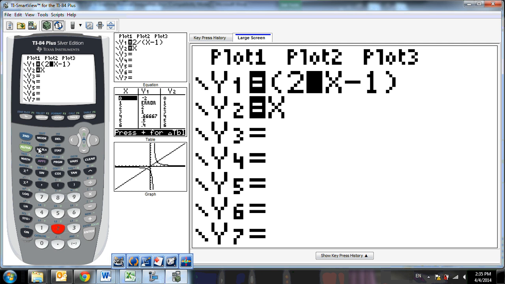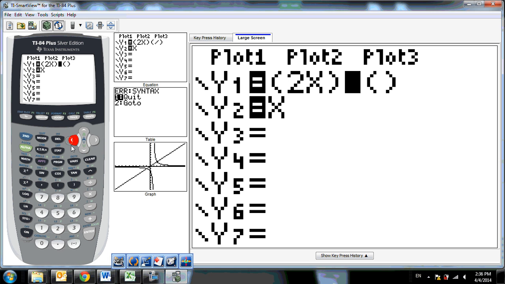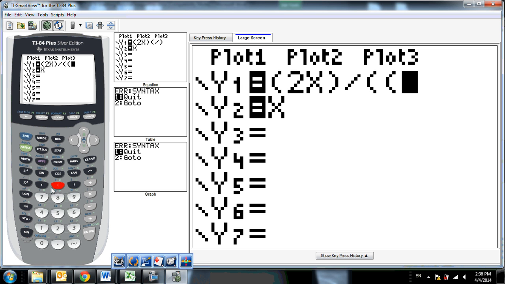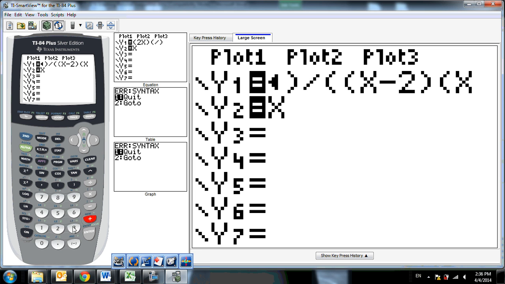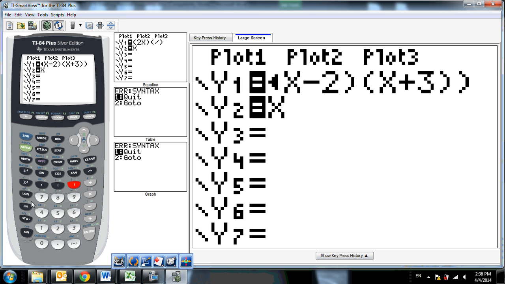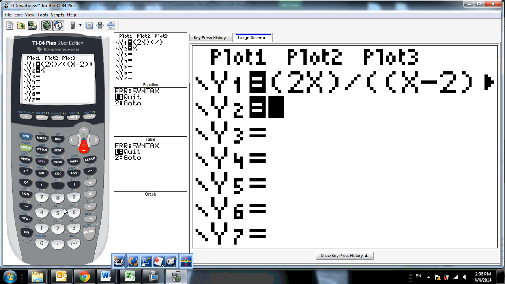Put your 2x, you got to put your numerator and your denominator into parentheses. So we have 2x over, you have to put the whole denominator in parentheses. So you're going to start with an open parenthesis for the entire denominator, okay? Then you'll put parentheses around each of your factors. So (x minus 2)(x plus 3), and then close your entire denominator. What am I going to put in y2? 1.